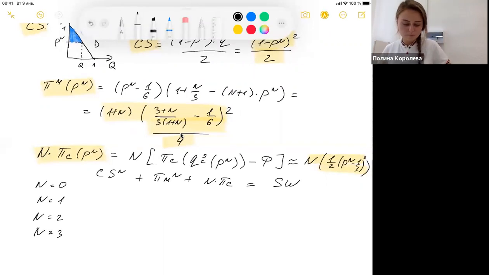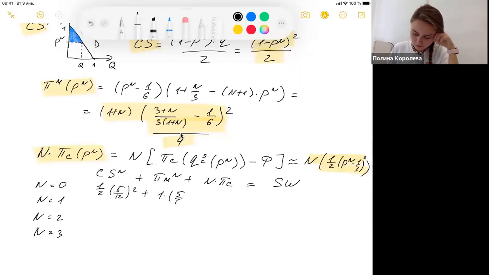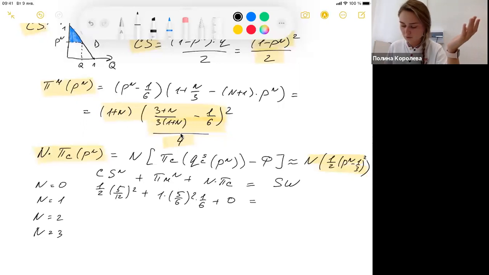But let's do it, for example, for the first. If we do not have any competitive firms, this will be (1/2)(5/12) squared plus 1 multiplied by (5/6) squared multiplied by 1/4, plus no competitive firms, so no profit, plus 0. And this is social welfare. We need to sum them up, and we will do the same for n equals 1, n equals 2, n equals 3.